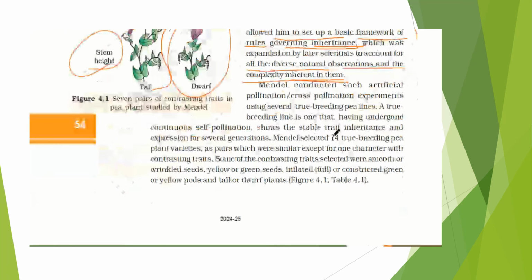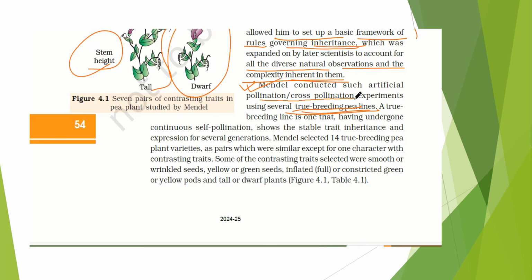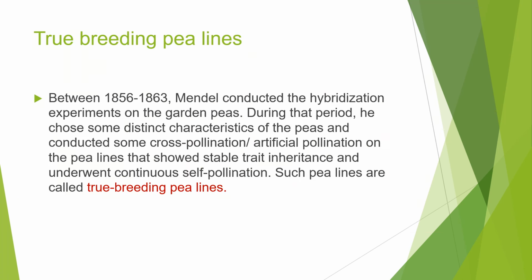So Mendel conducted such artificial pollinations. What were they, and what are the true breeding pea lines? We will learn this because he first performed artificial pollination, cross-pollination experiments using several true breeding pea lines. So what are true breeding pea lines?